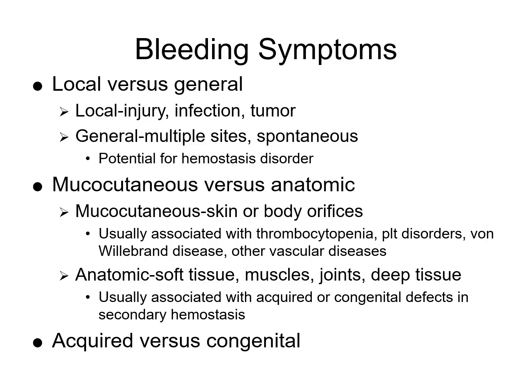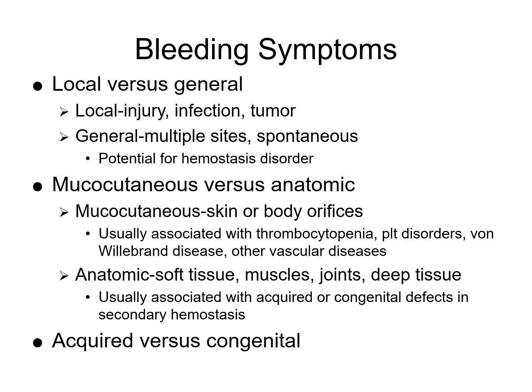This is less superficial than the mucocutaneous bleeding, and this can suggest defects in secondary hemostasis, which is where those clotting factor deficiencies start to come in. This is common in hemophilia A or B and acquired coagulation factor deficiencies.